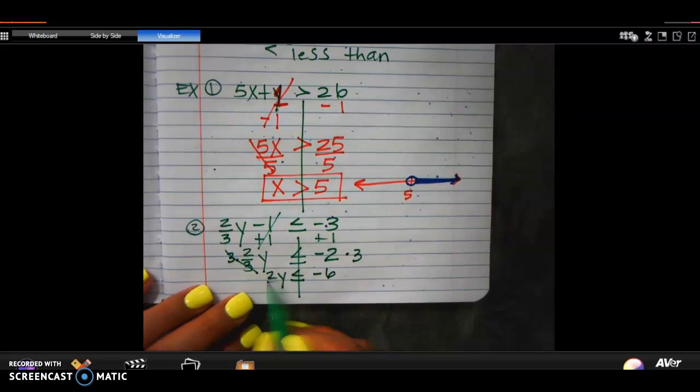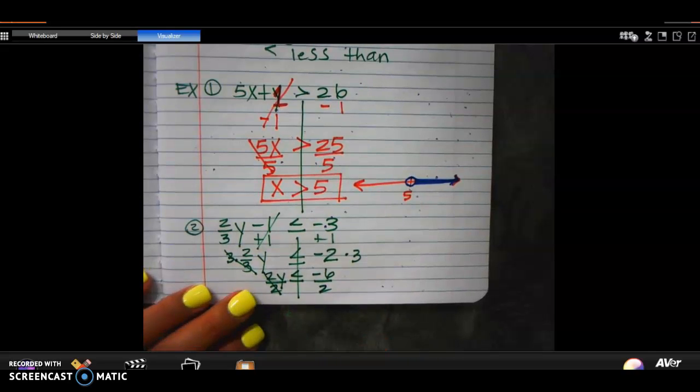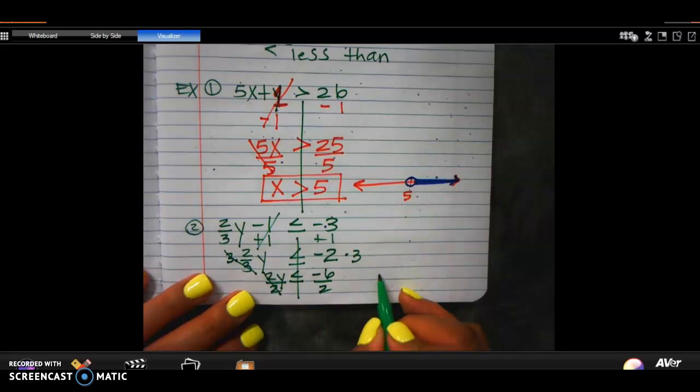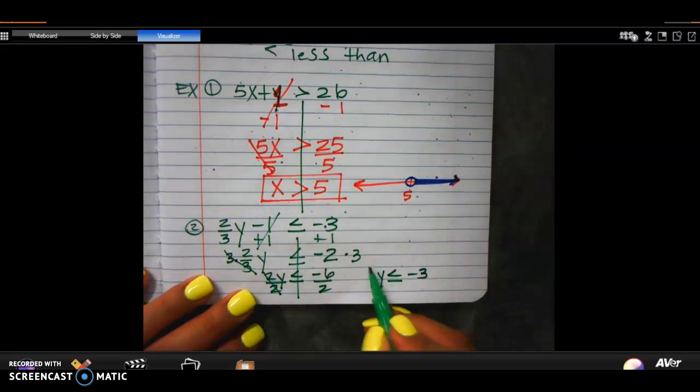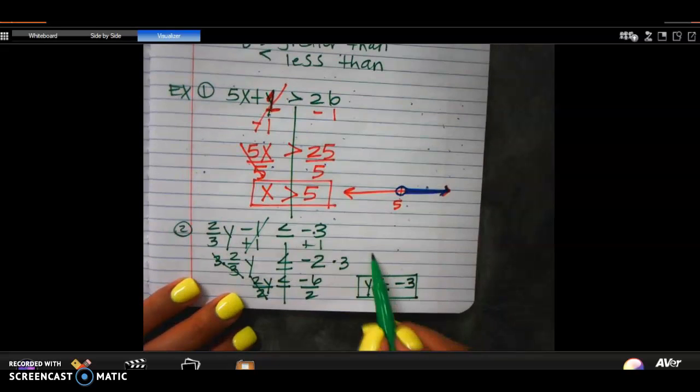Then our last and final step would be to divide by 2. So that simplifies. I'm going to write my final answer off to the side over here: y less than or equal to -3. Put my answer in a box, and then we're going to go put it on the number line.